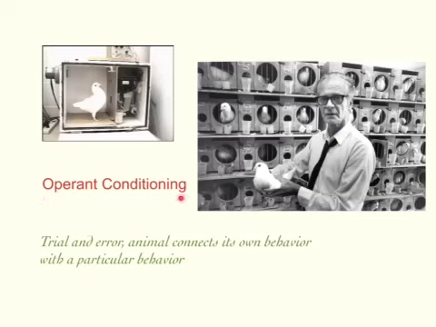And there's operant conditioning. It's trial and error, and an animal connects its own behavior with a particular consequence. A man named B.F. Skinner used pigeons, and he would train them to either go in circles or tap on a certain button, and every time they would do that, he would give them a reward.